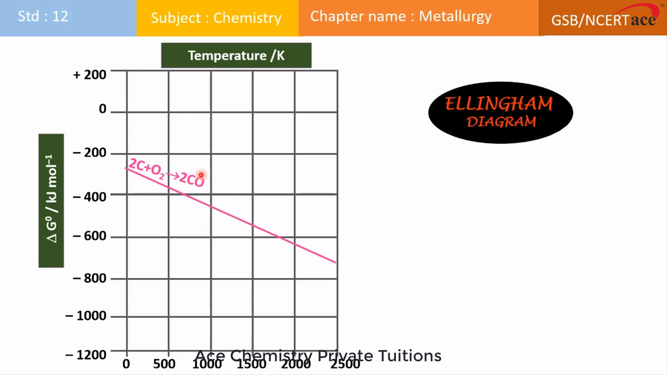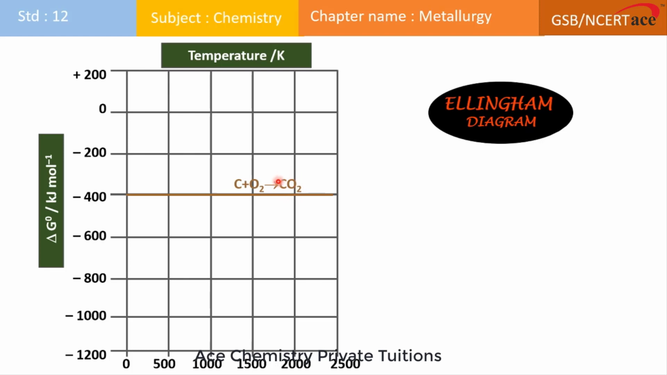So can I say the formation of carbon monoxide takes place at what? Higher temperature. At higher temperature, the delta G is what? Negative. So we can say carbon monoxide formation is favored at higher temperature. Remember, the more negative the value of delta G, the lower this graph will be, and the more negative the value of delta G, the more will be what? Stability.